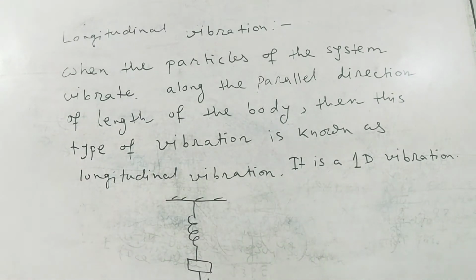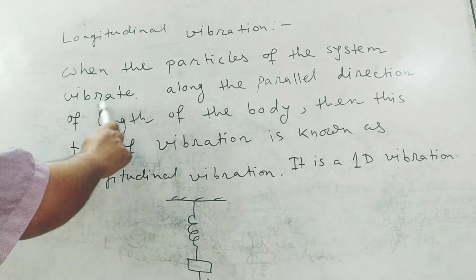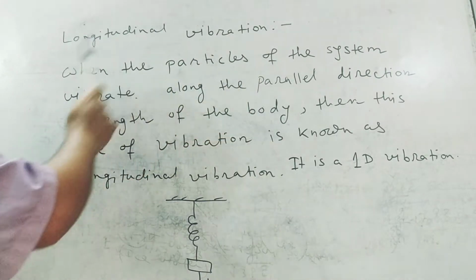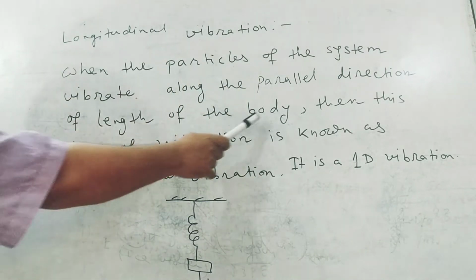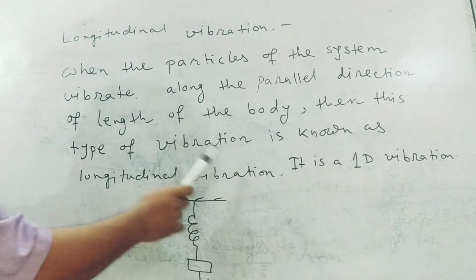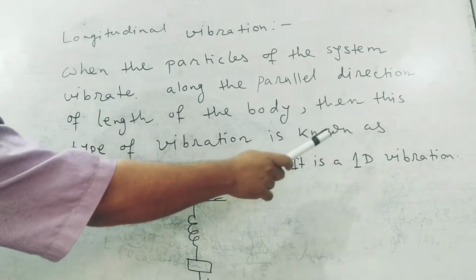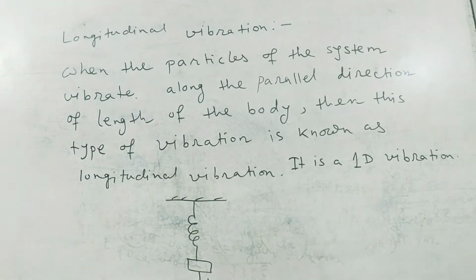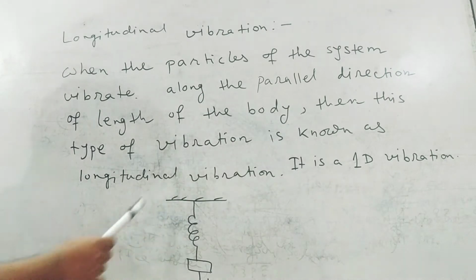Next, longitudinal vibration. When the particles of the system vibrate along the parallel direction of the length of the body, then this type of vibration is known as longitudinal vibration. It is a one-dimensional vibration. Example, the vibration of a spring.